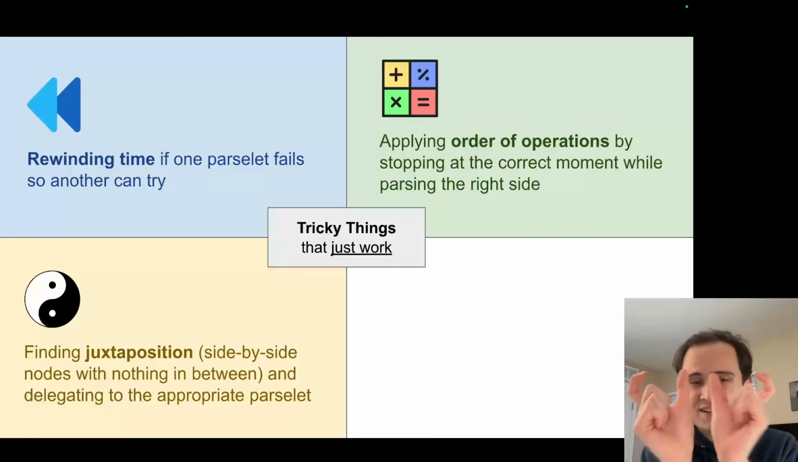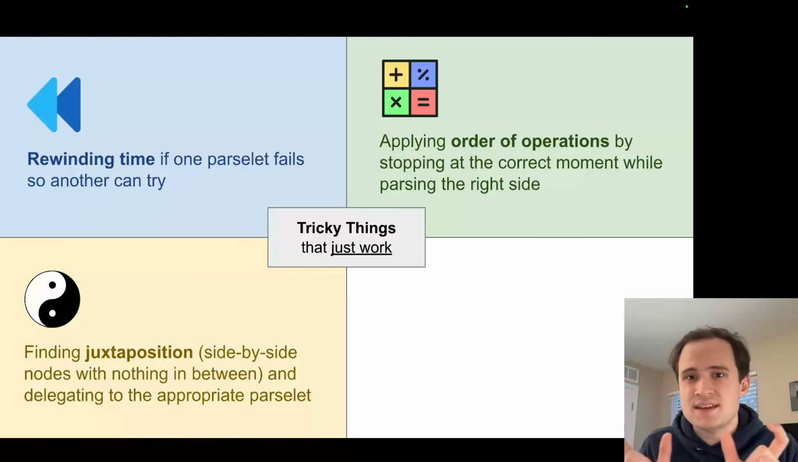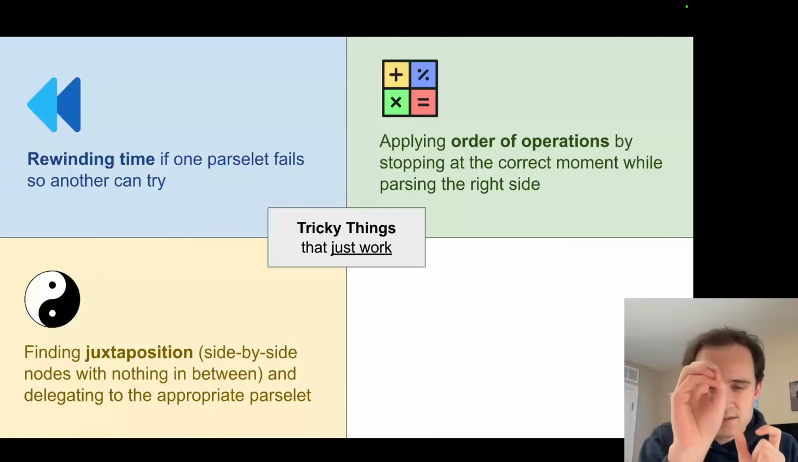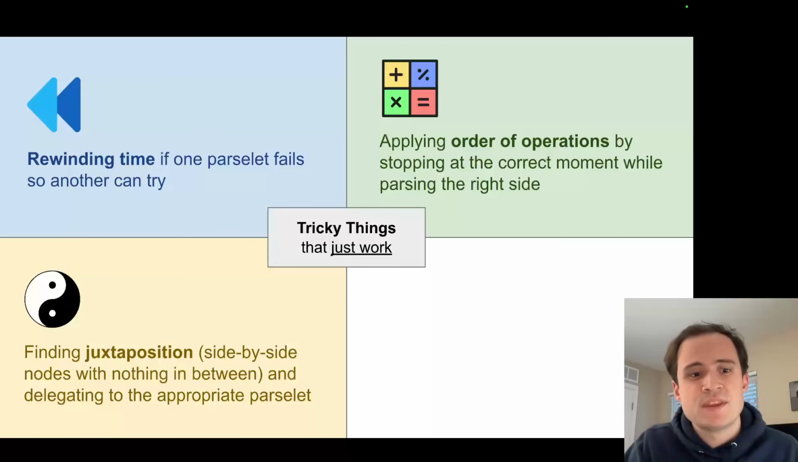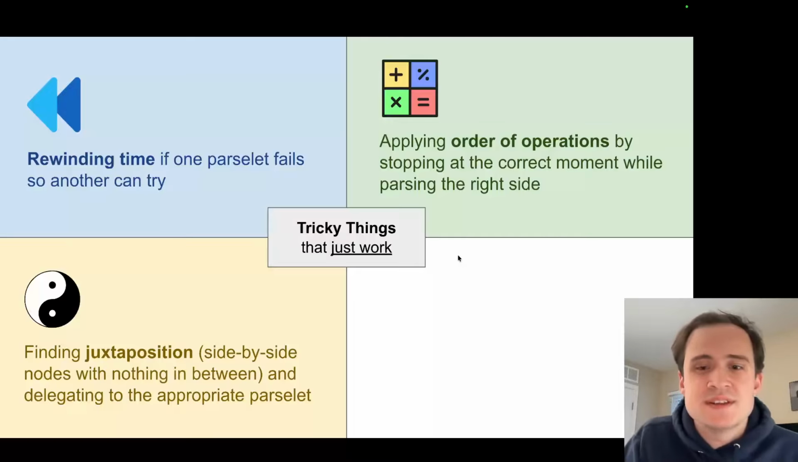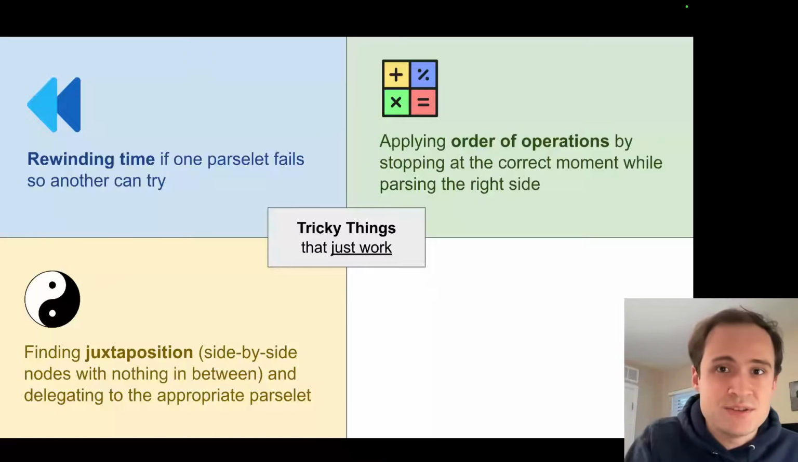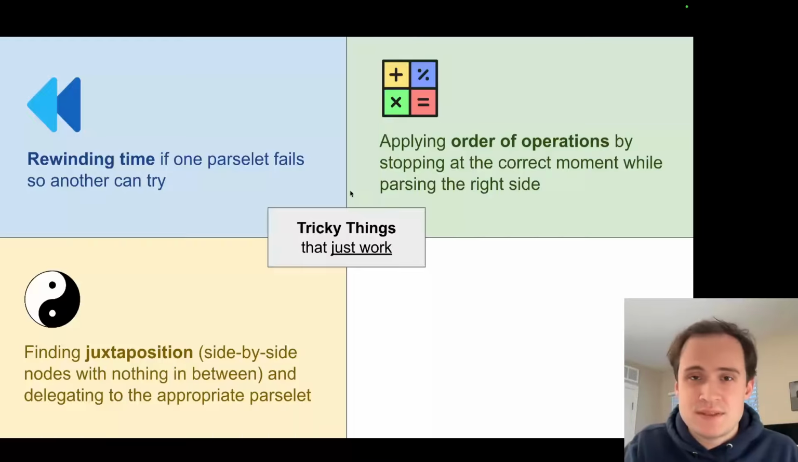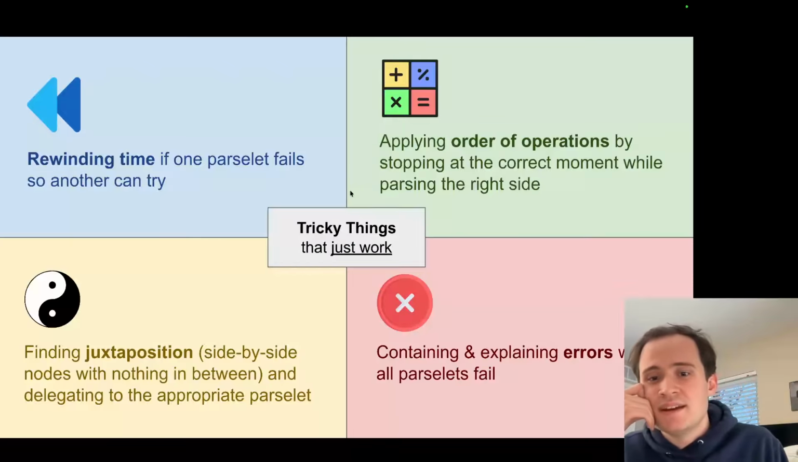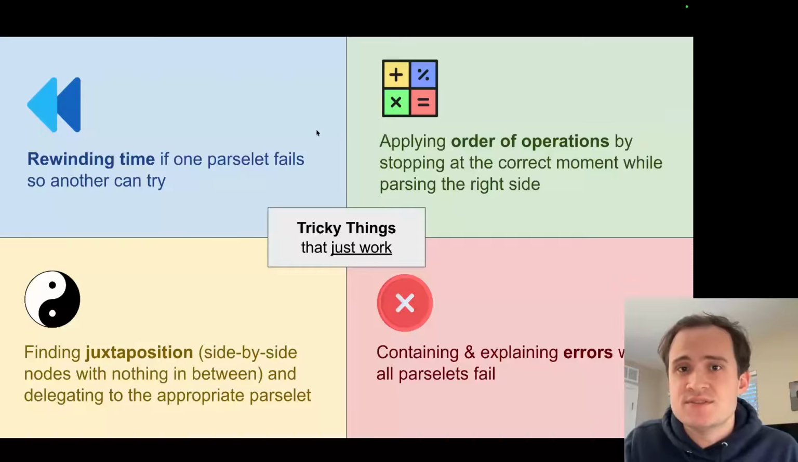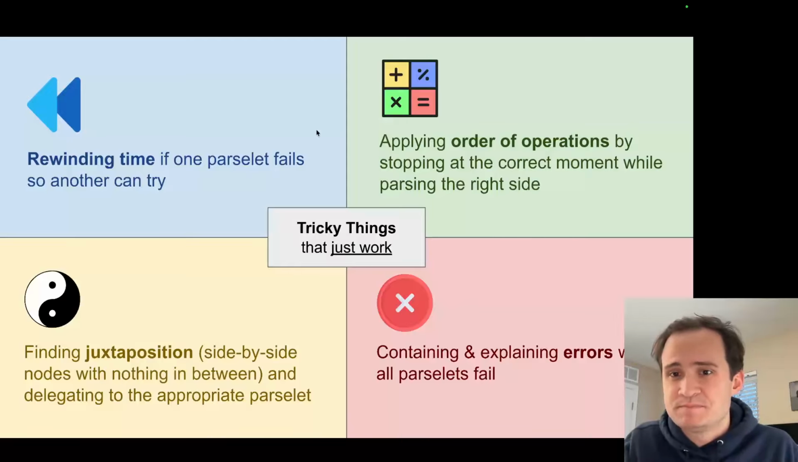Juxtaposition, this idea of side-by-side things, and the idea that we should be able to parse if two things are adjacent to each other without any token in between. Writing a juxtaposition parselet is super easy. Behind the scenes, that was kind of a lot of work to make that effective. For you, the developer writing a parselet, you don't have to think about it. And then the error messages. This system makes it very straightforward to generate quite good error messages. And so that works as well.